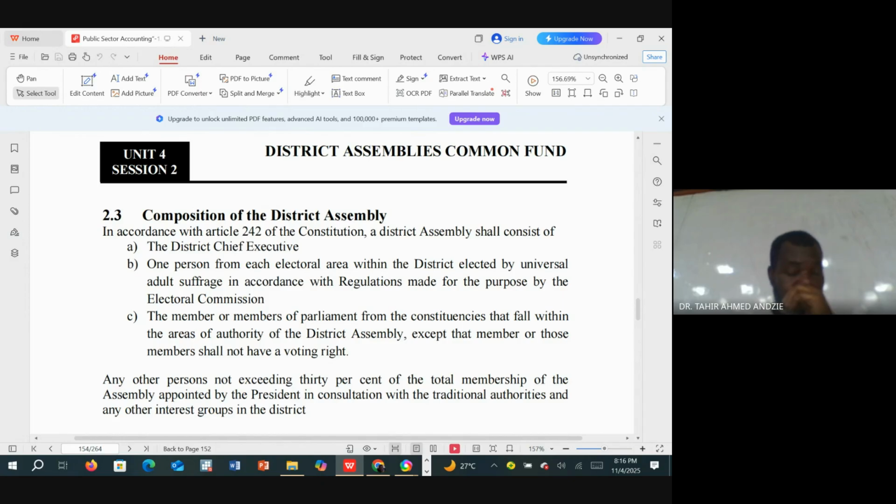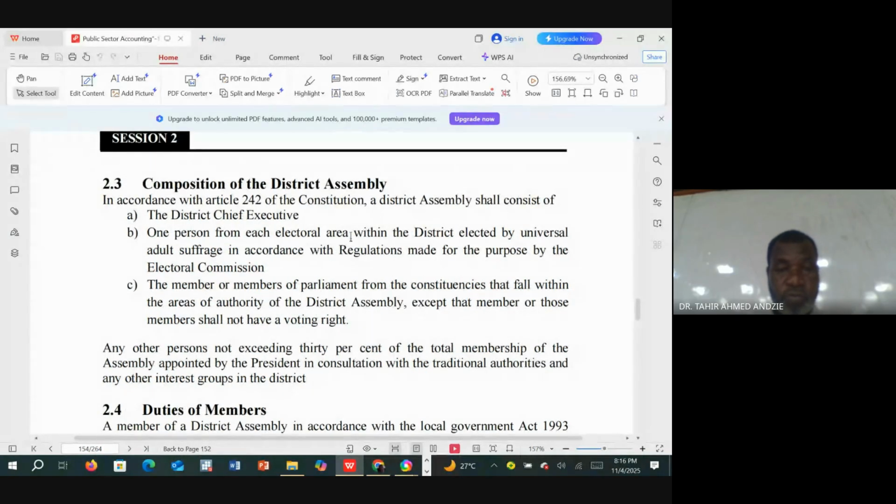For example, Cape Coast municipal or metropolitan, you can see what has happened. The person was there, don't know what he was doing. Anyway, you are not here, so you wouldn't know.